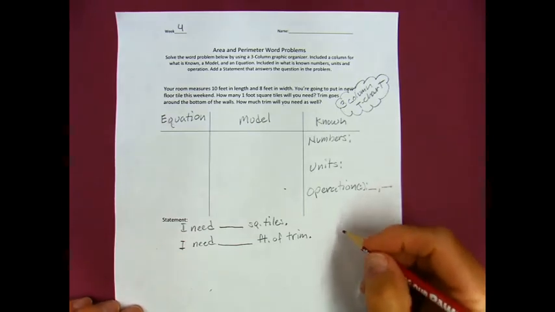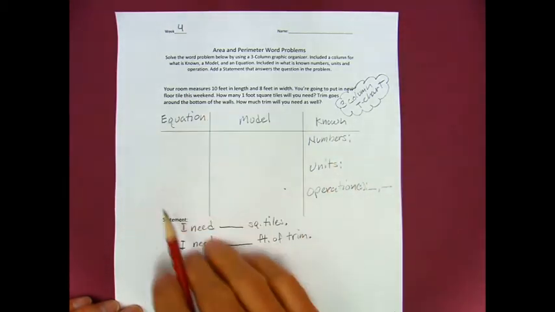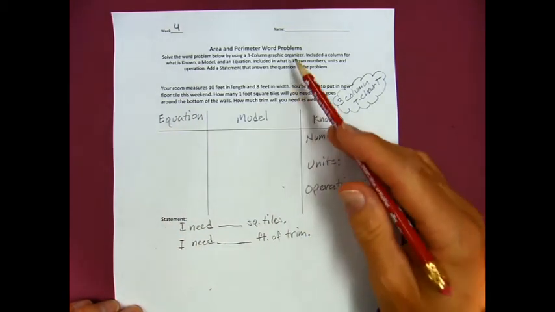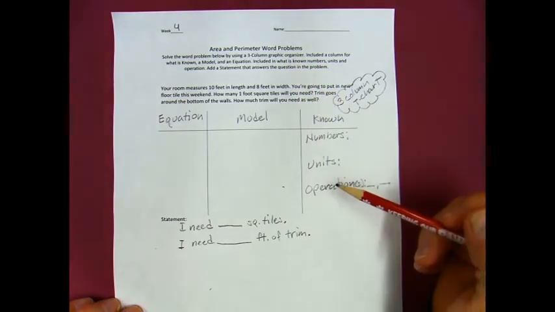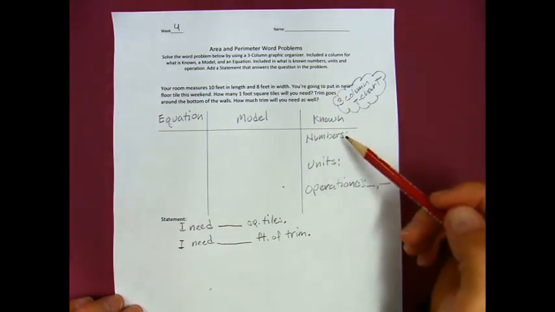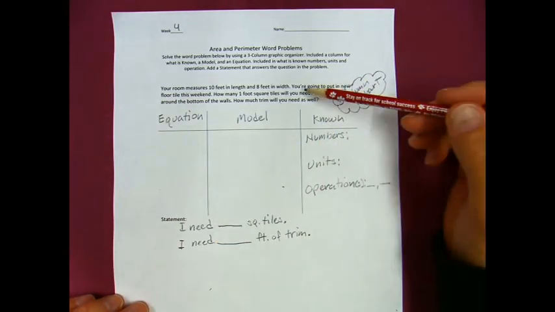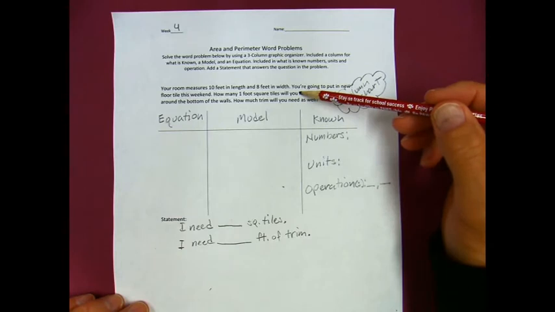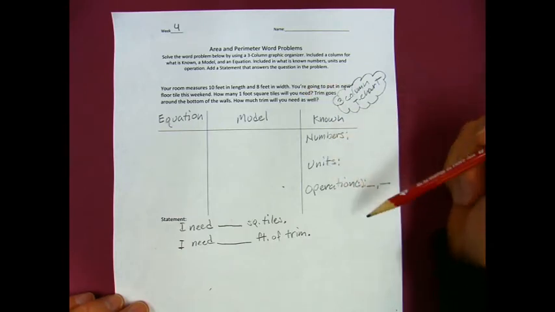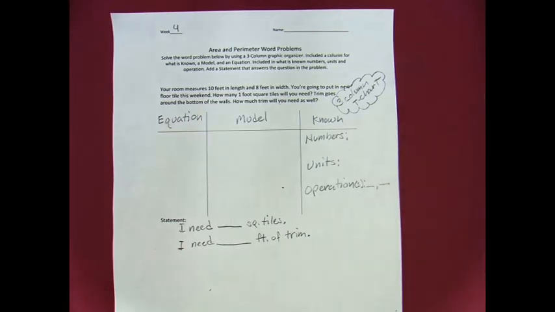This is how we set up every single word problem. This is not going to change. This happened to be an area and perimeter word problem, but for each word problem we're going to have a 3-column T-chart with equation, model, and what's known. And for our knowns, we're going to look into our word problem and come up with our numbers, our units, and operations. So this is the first part of setting up a word problem. Go ahead and just follow along with me. Have your word problem in front of you, and if you need more time, just pause the video.